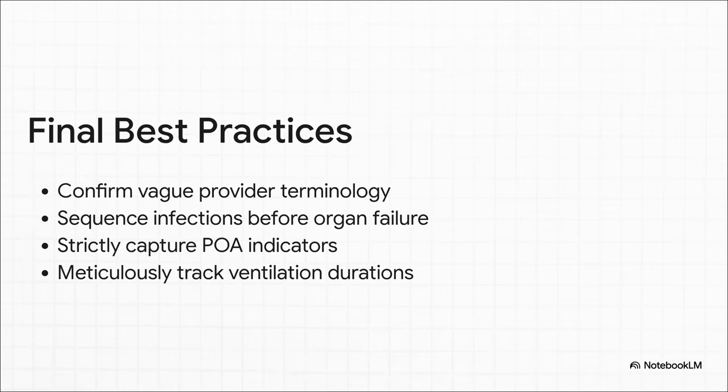So here are your non-negotiable coding and documentation habits required to ensure accurate grouping. 1. You must query providers to confirm vague terminology. 2. Properly sequence infections to their resulting organ failures. 3. Strictly and accurately capture present on admission indicators to avoid unnecessary quality penalties. And 4. Meticulously track things like mechanical ventilation durations.